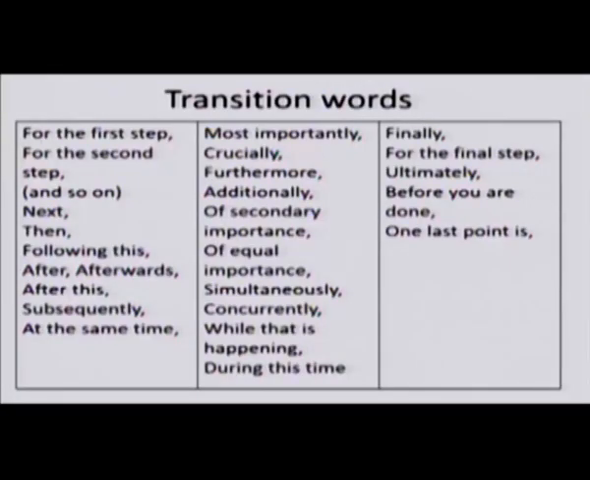For the first step, for the second step, and next, then, following this, afterwards, subsequently. So, these things you can use to indicate the steps, in order to talk about the importance of some steps or talk about two things. You can use things like most importantly, crucially, additionally, of equal importance, simultaneously, concurrently, while that is happening. When you are concluding, you can use transition words like finally, for the final step, ultimately, before you are done, one last point is, and so on.